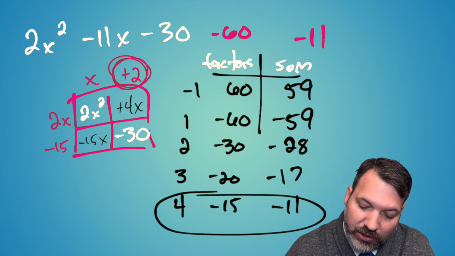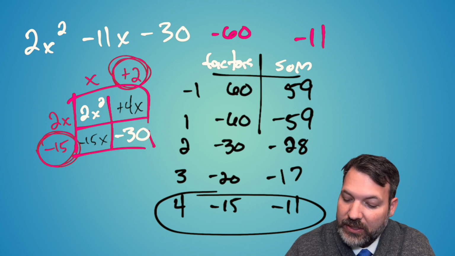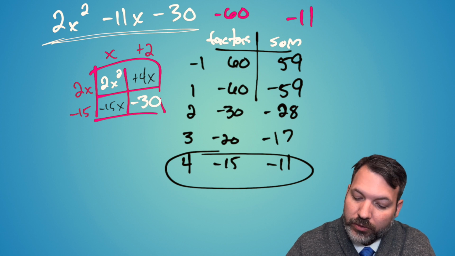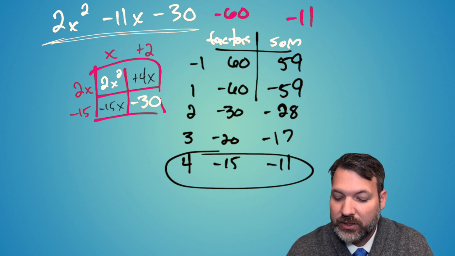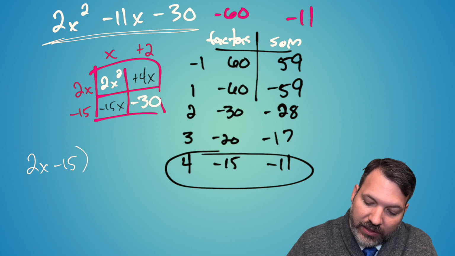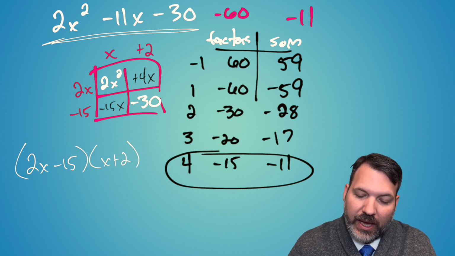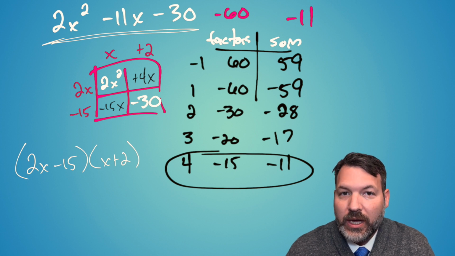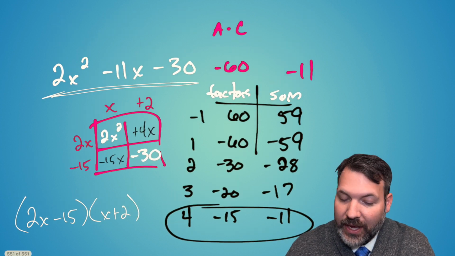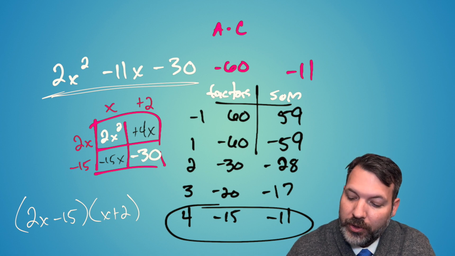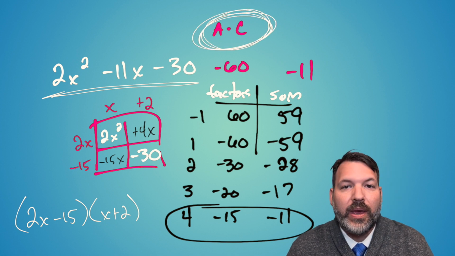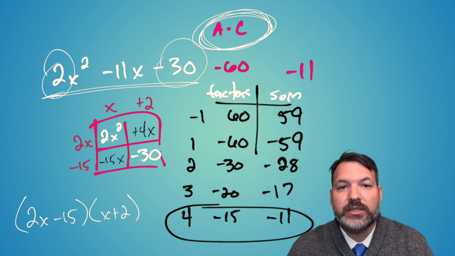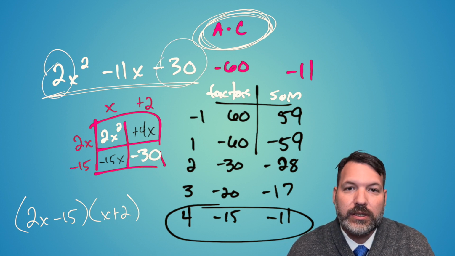Is it true that 2 times negative 15 is negative 30? Yes. And so we can tell that this initial trinomial, 2x squared minus 11x minus 30, actually factors as 2x minus 15 times x plus 2. And so this is how you use the box method to factor these non-monic trinomials. The exact same way we did with the monic trinomials, but with the added step of making sure that we're looking for factors of a times c, not just c, when we do the factor and sum process.